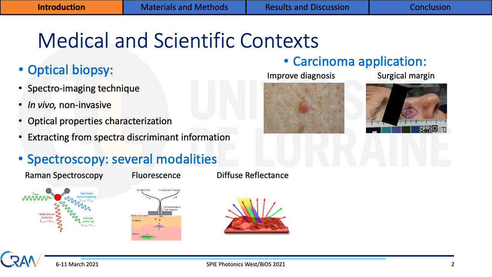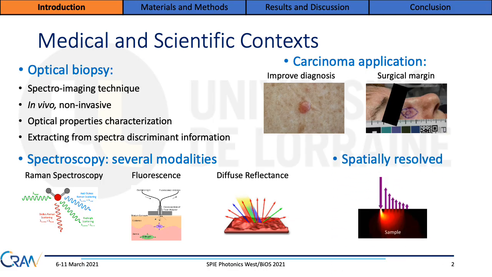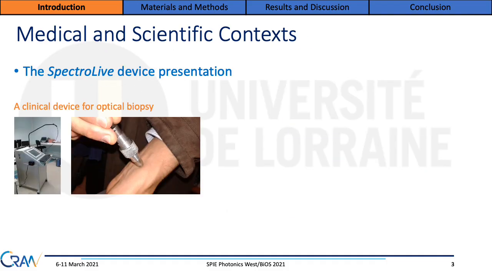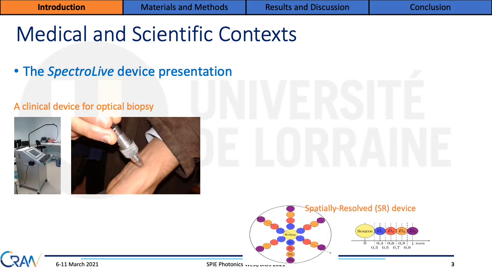Several point spectroscopy techniques have already proved to be effective for cutaneous carcinoma in vivo diagnosis. This includes Raman, exogenous and endogenous fluorescence, or diffuse reflectance spectroscopy. In addition, it's also possible to use several source-sensor distances. This is called spatially resolved spectroscopy. It allows probing different depths. In this context, our lab has designed a spatially resolved device for optical biopsy. This device is called Spectroscopy and is currently used in a clinical study.